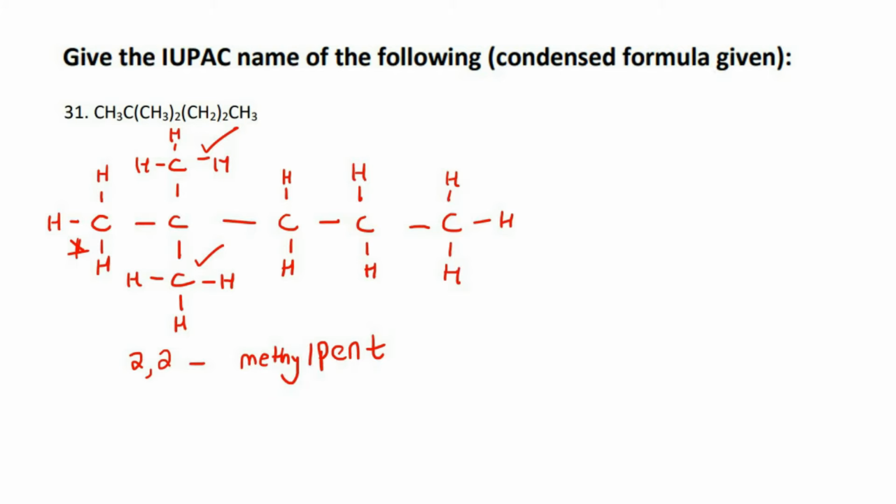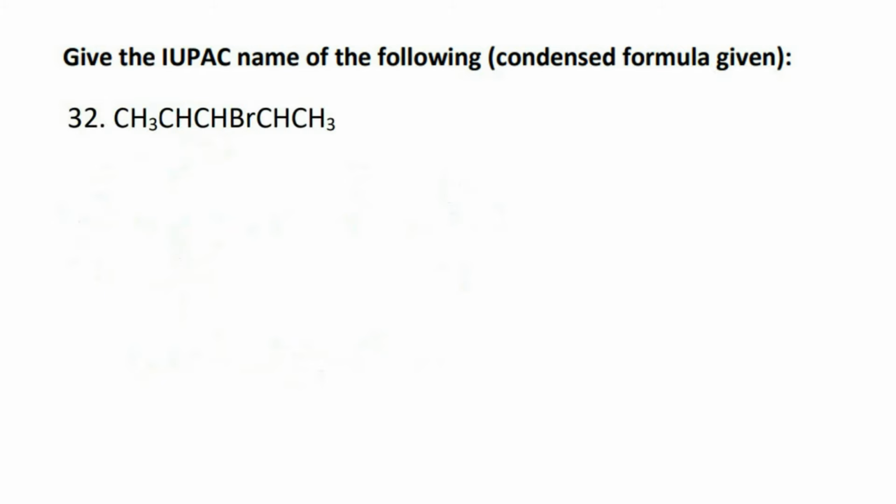Now some of you are like, shouldn't we put di? Of course. I was just filling in the basics first. So because there's 2 of them, we say dimethyl. And then this whole molecule, what is it? Is it an alcohol, ester, carboxylic acid? It's an alkane. So you end the name with ane. So there's the answer. 2,2-dimethylpentane.